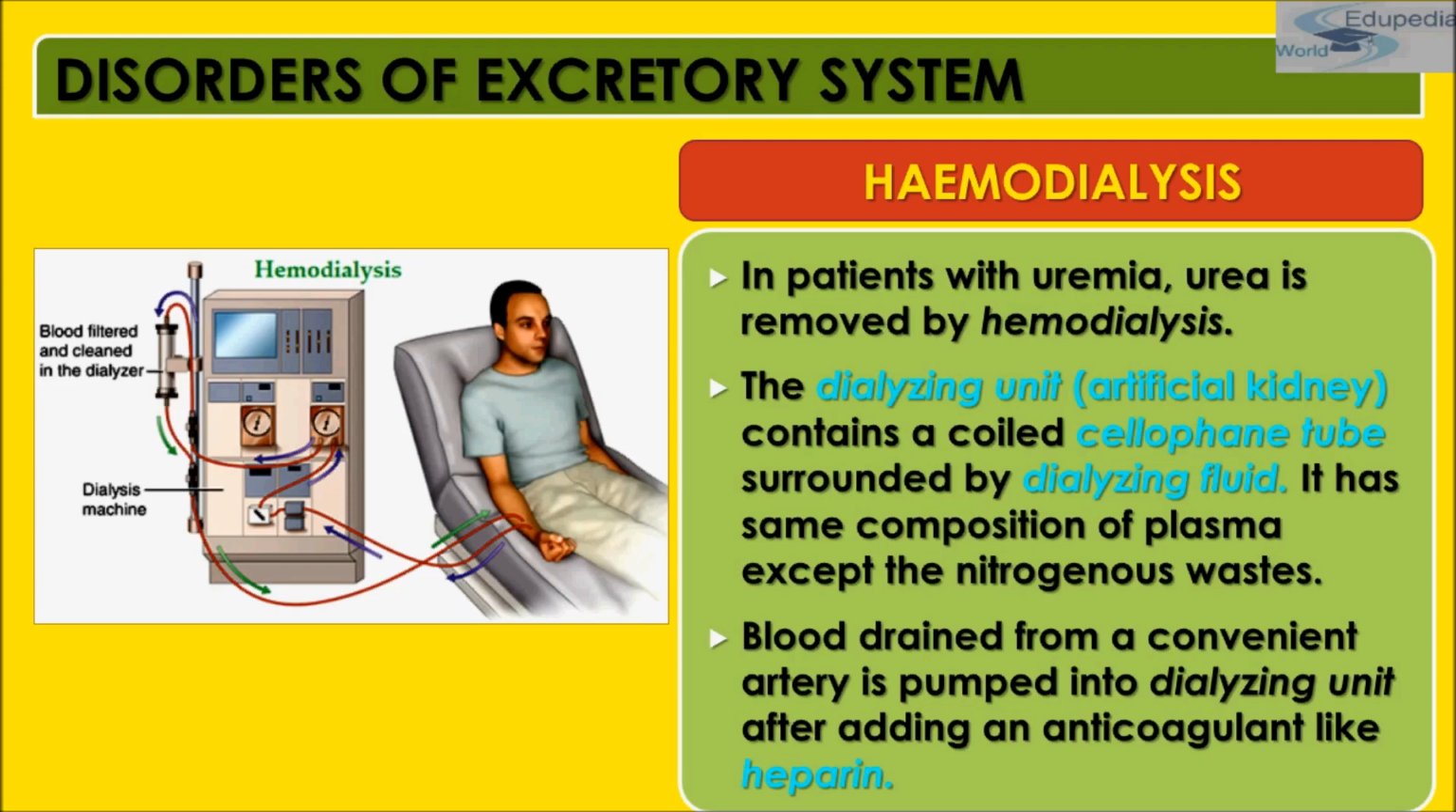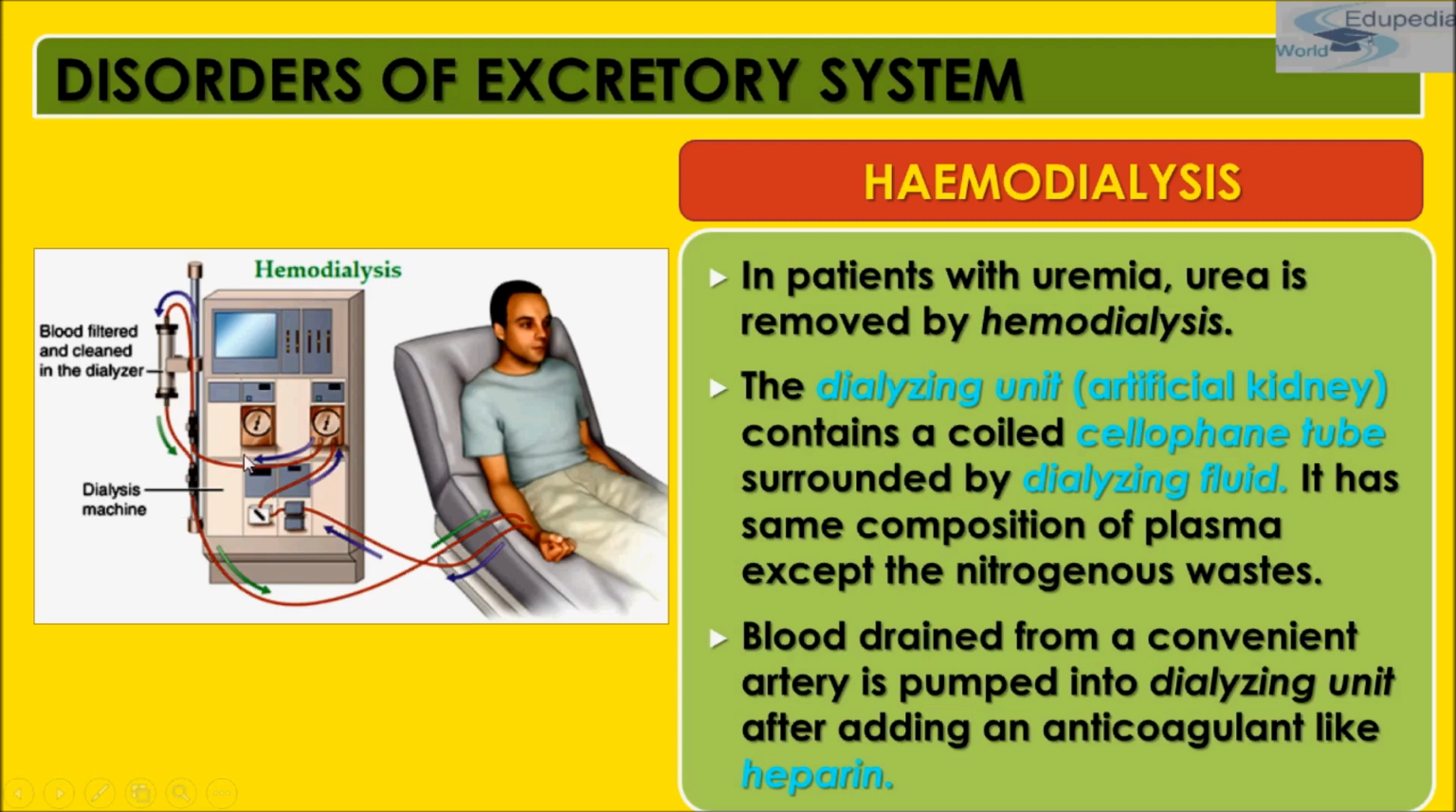Okay. See, what happens in this condition is blood is taken out from an artery of the patient. This blood is taken out from the artery of the patient, and then it is cooled at 0 degrees Celsius and mixed with an anticoagulant. Anticoagulant, what does it do? It prevents the blood from being coagulated. So an anticoagulant such as heparin is added to the blood taken out from the artery of the patient, and it is then pumped into the artificial kidney.